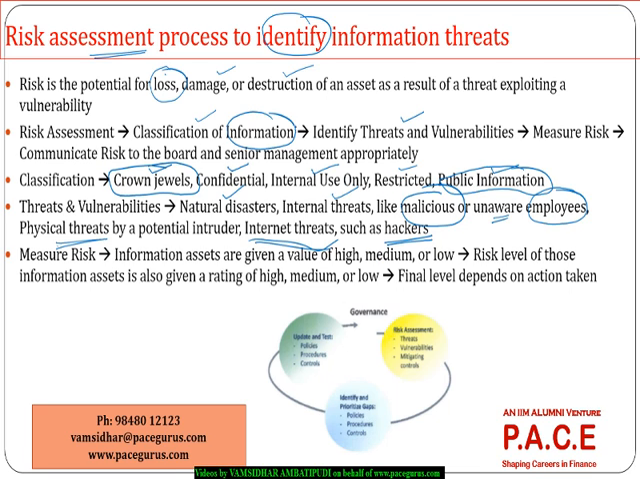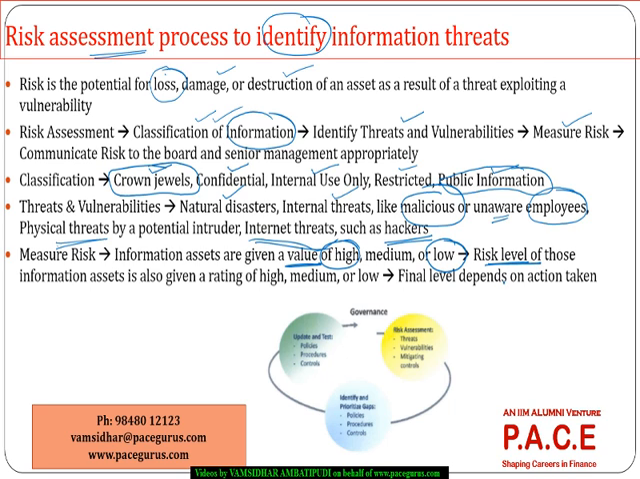So first we are classifying the information. For each classified information, we are trying to find out what are the threats and vulnerabilities. Then we need to have a measure. So each of the information, initially I'll give a value. Is it a highly valued information? Is it a medium or is it low? Very highly critical information will be categorized as high and normal information will be categorized as low.